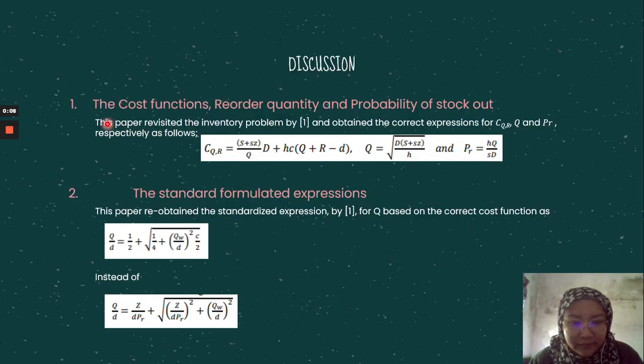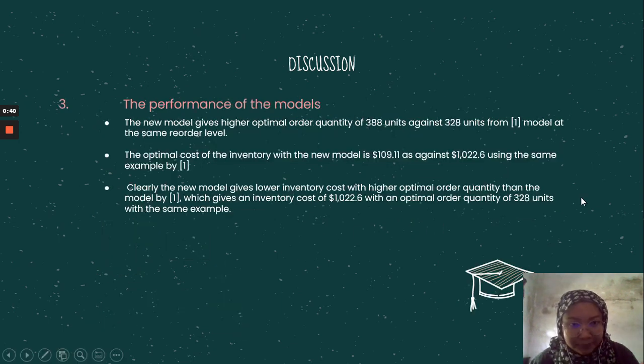Discussion. For the first one, what we want to discuss is the cost function, the order quantity, and the probability of stockout. In this paper, we revisit the inventory problem by Article 1 and we obtain the correct expression for C, QR, Q, and PR. And then we go to the standard formulated expression. In this paper, we reobtain the standardized expression by Article 1 for Q based on the correct cost function as below instead of this. And then the performance of the new model.